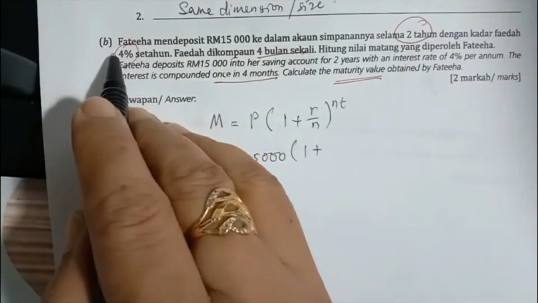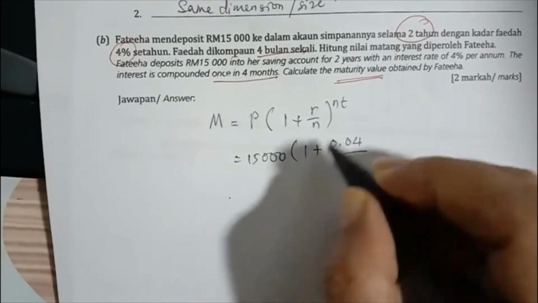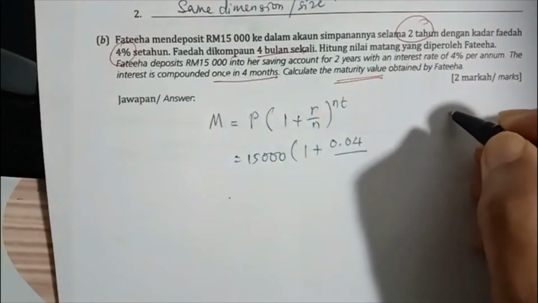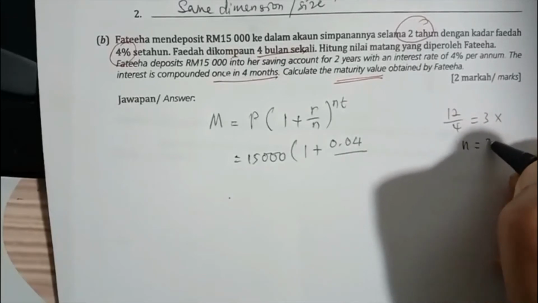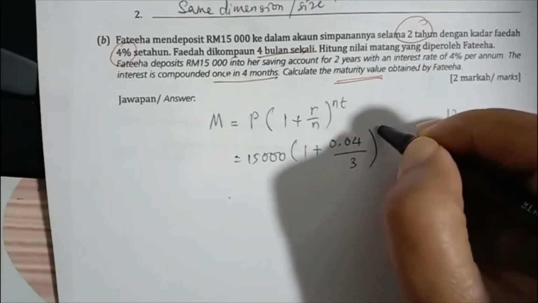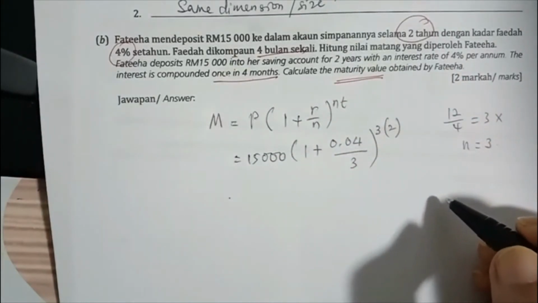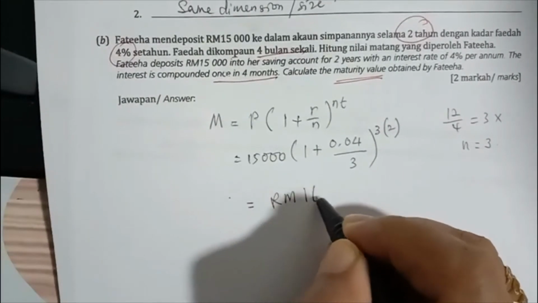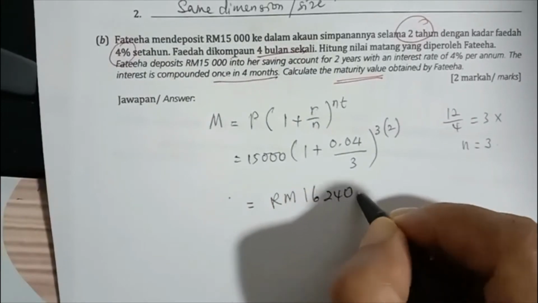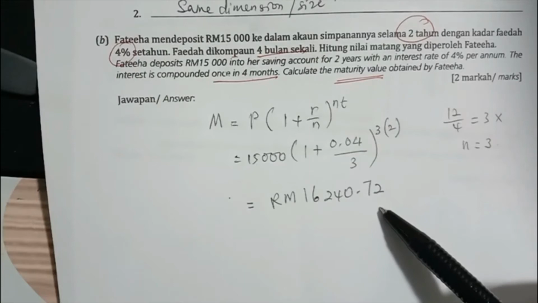1 plus rate is 4%. 4% means 0.04. Divide by compounded every 4 months. 4 months means 3 times a year. So N equals to 3. And then here 3, how many years? 2 years. Okay, so you just calculate by using your calculator. You will get Ringgit Malaysia 16,240.72 cents. Okay, so you can try to calculate first, and then you can refer to the answer whether you can get or not.